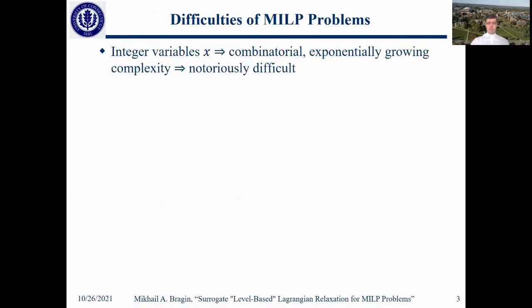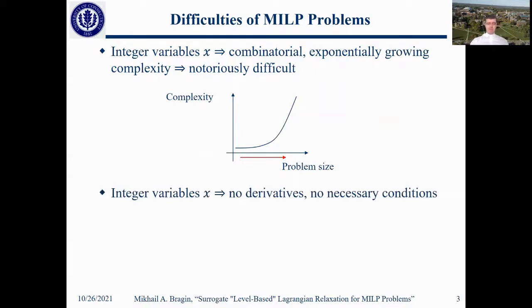So what are the difficulties of those problems? The difficulties are the presence of integer variables. They lead to combinatorial complexity. The complexity grows exponentially as the problem size increases.